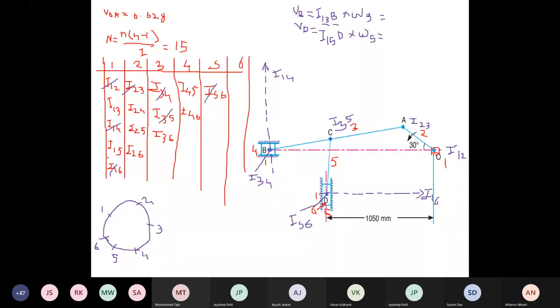Which ICRs did I mark here? I12, correct, then I23, I56 here, next I35, then I14 and I16, got it? Okay, I34 will also come. I34, yes, correct, I34 is there.